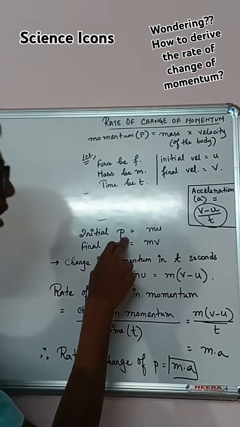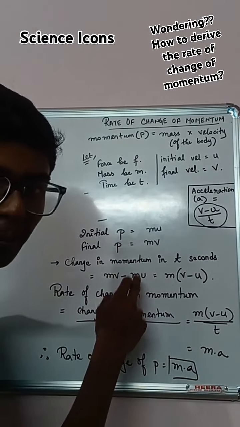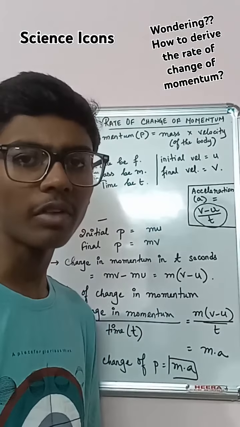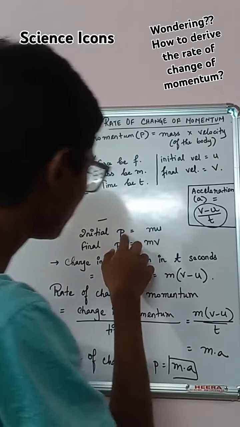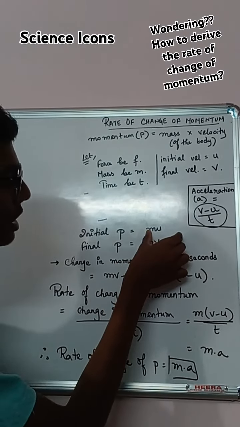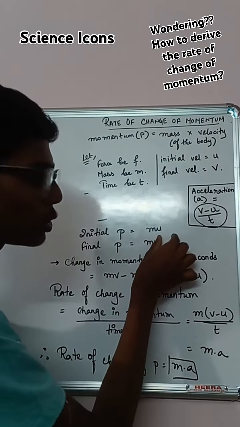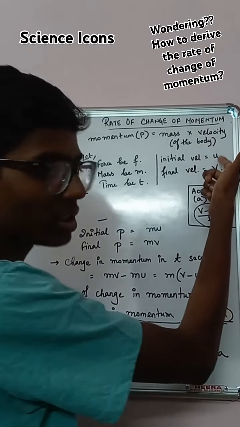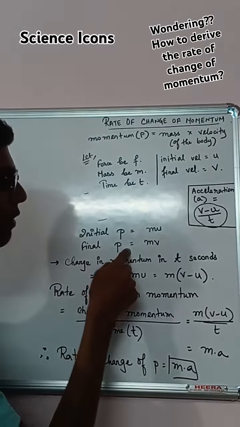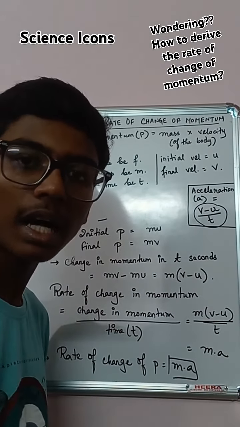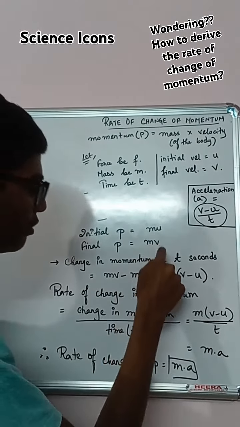Now if p represents momentum, it's a symbolic representation of momentum. So when we talk about initial momentum, it is mass into velocity. Initial velocity has to be taken here because we are talking about initial momentum. So what is the initial velocity? u, so mu. Final velocity, what is the final velocity? v. So final momentum is what? Mass into final velocity, so mv.